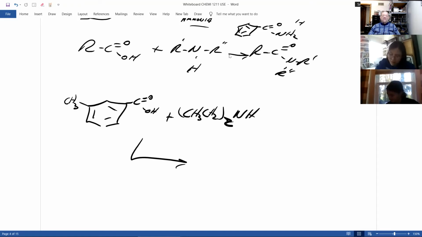And remember, this is a way of writing two ethyl groups on that nitrogen.